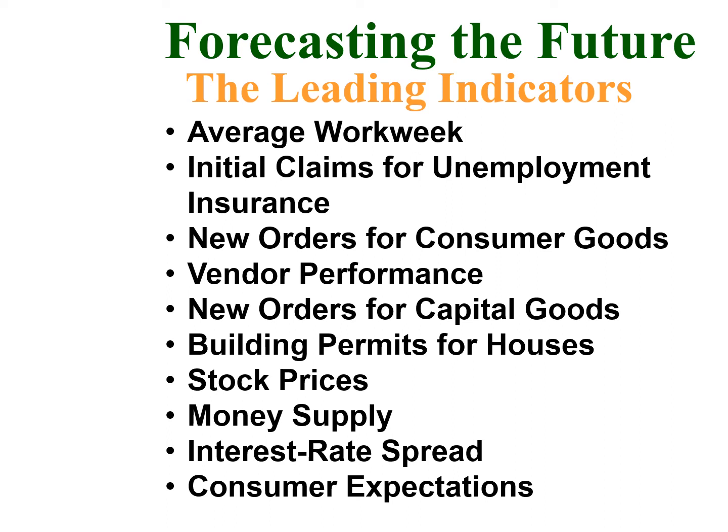All right, new orders for consumer goods, especially durable goods. Vendor performance, new orders for capital goods, that's a big one. Equipment, tools, and such. Building permits is a big one. Construction is always a big part of the economy. There's a lot of trickle up effect of construction spending, multiplier effect of construction spending. Stock prices typically are a leading economic indicator.